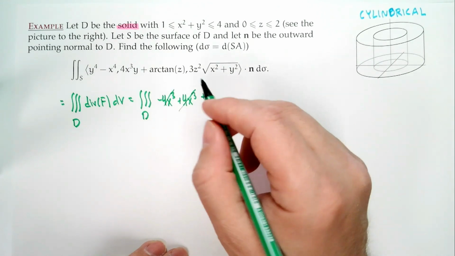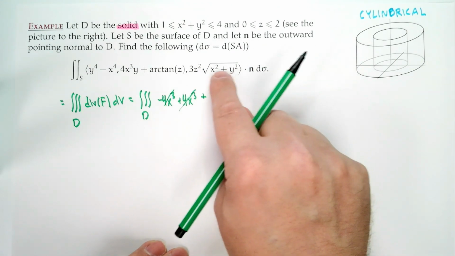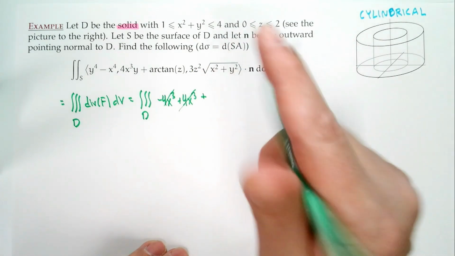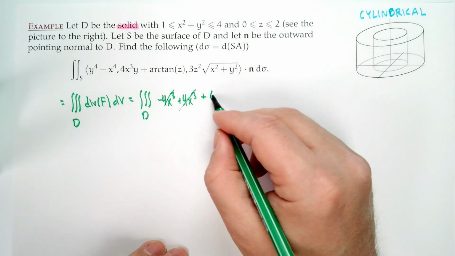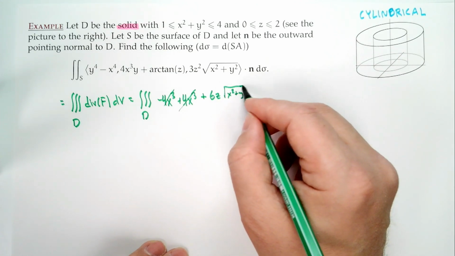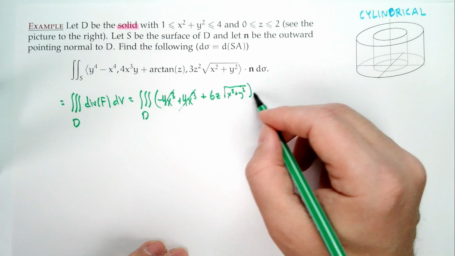Come to the last term, and well, we're not going to get cancellation. We're going to take derivative with respect to z. That's good news. But there is something here. The reason I say it's good news is we don't have to deal with that. So we get 6z square root x squared plus y squared. And that's what we're going to integrate dV.